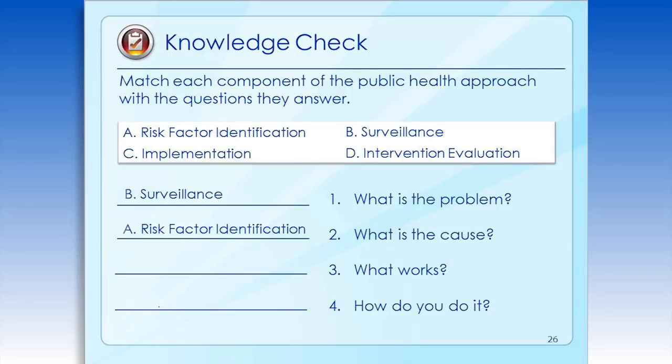And then we want to know, well, what's going to work? What's going to help to solve this public health problem? That's when we're looking at intervention evaluations, possible interventions that we might be able to implement with our particular population. And then lastly, by process of elimination, but how do you do it? And that's where you basically decide what are you going to implement.